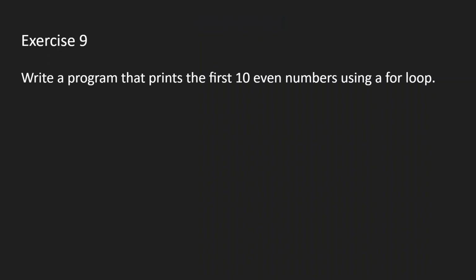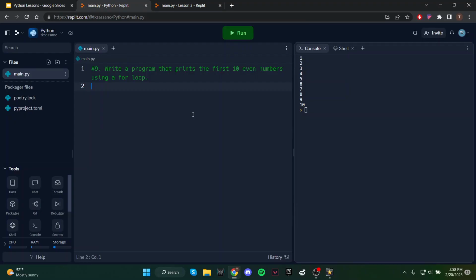Write a program that prints the first 10 even numbers using a for loop. So similar to the last one, we'll say for num in range, and then we're going to start at 2, and instead of going to 10, we're going to 20, so that'll be 21, and then we're incrementing by 2 each time. Then we'll just print the num. We get the numbers from 2 to 20.